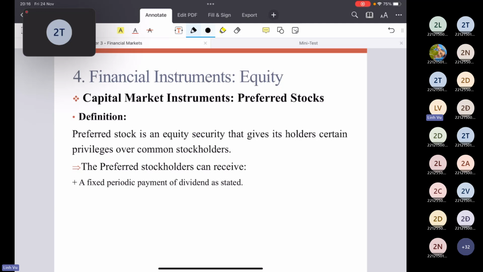Okay, so it is a fixed amount, and it is the amount that the firm promised to pay to the preferred stockholders. And the preferred stockholder can receive this payment periodically. It does not depend on the operation of the firm. It is not related to whether the firm is making profits or losses, but the firm has to pay the dividend payment to the preferred stockholders, and it must be a fixed amount. Okay, so that is one difference between the preferred stock and the common stock.